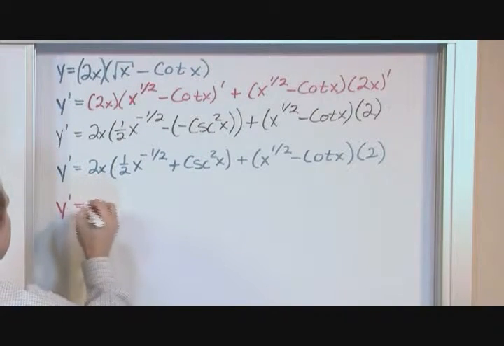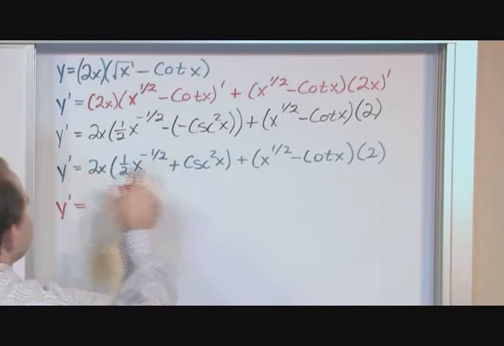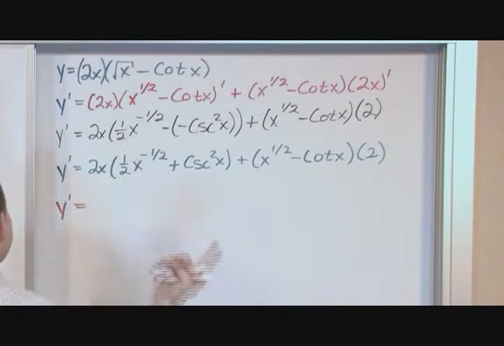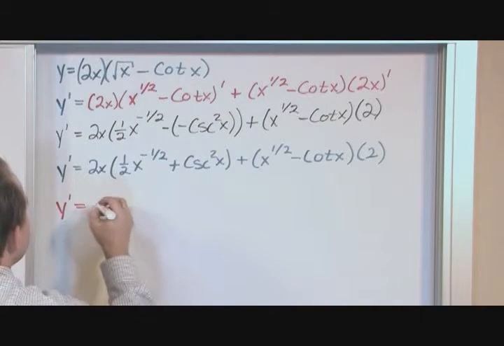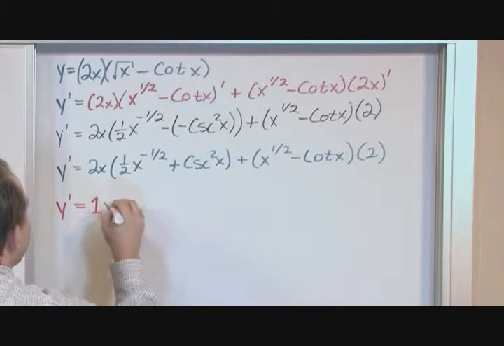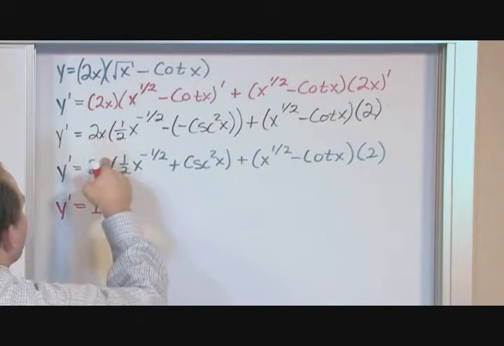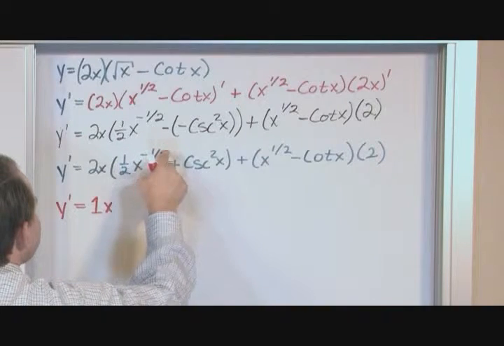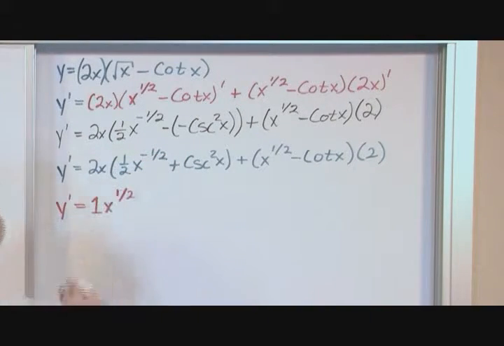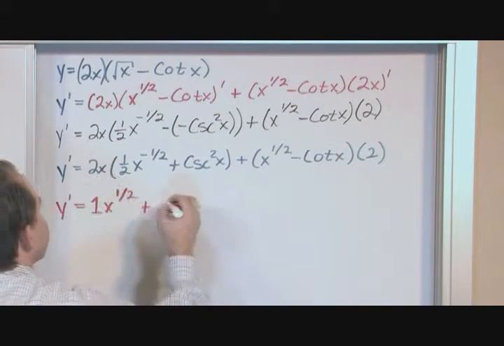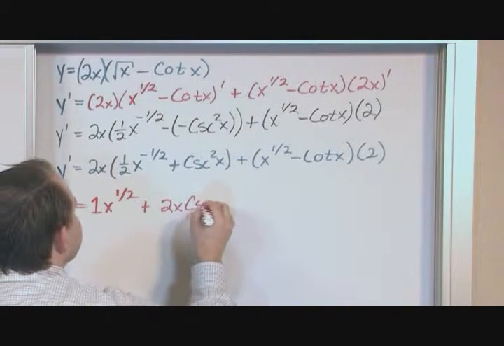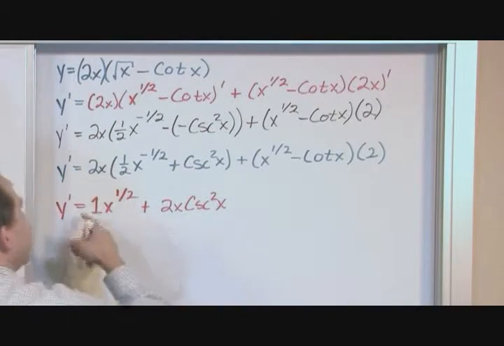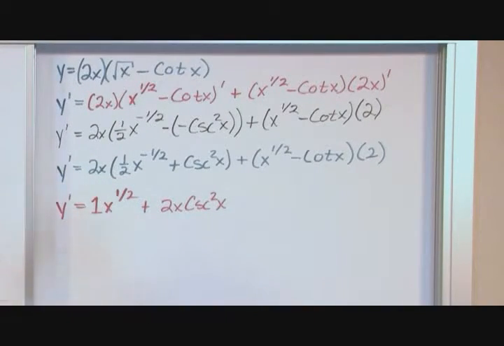Y prime. When we multiply this times this and this, what do we have? 2 times a half is just going to be 1, so it's going to disappear. So what we're going to have is 1 times x, and we're going to add these exponents. 1 minus a half, because these are the same base. So 1 plus a negative half, which is going to give me positive 1/2. So I'm just adding those exponents. Plus 2x times cosecant squared x. This takes care of the first term.